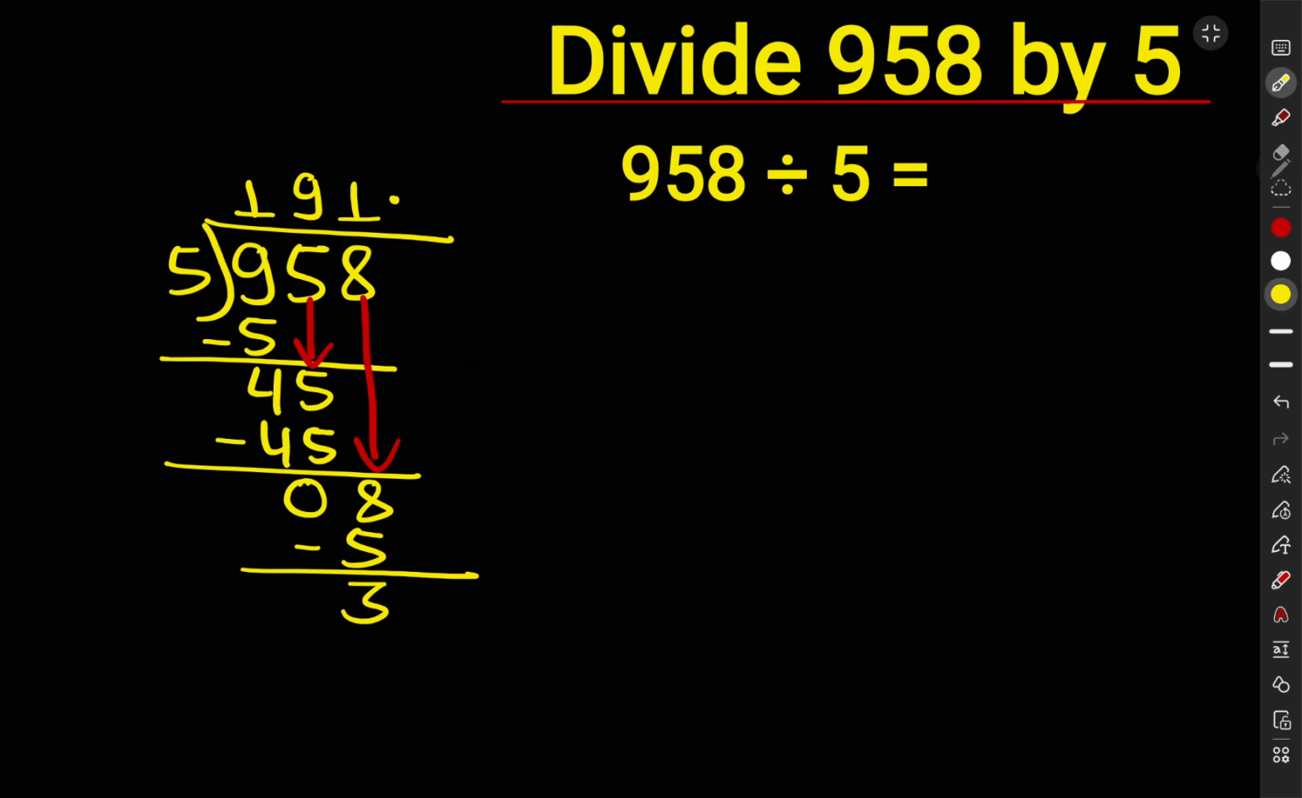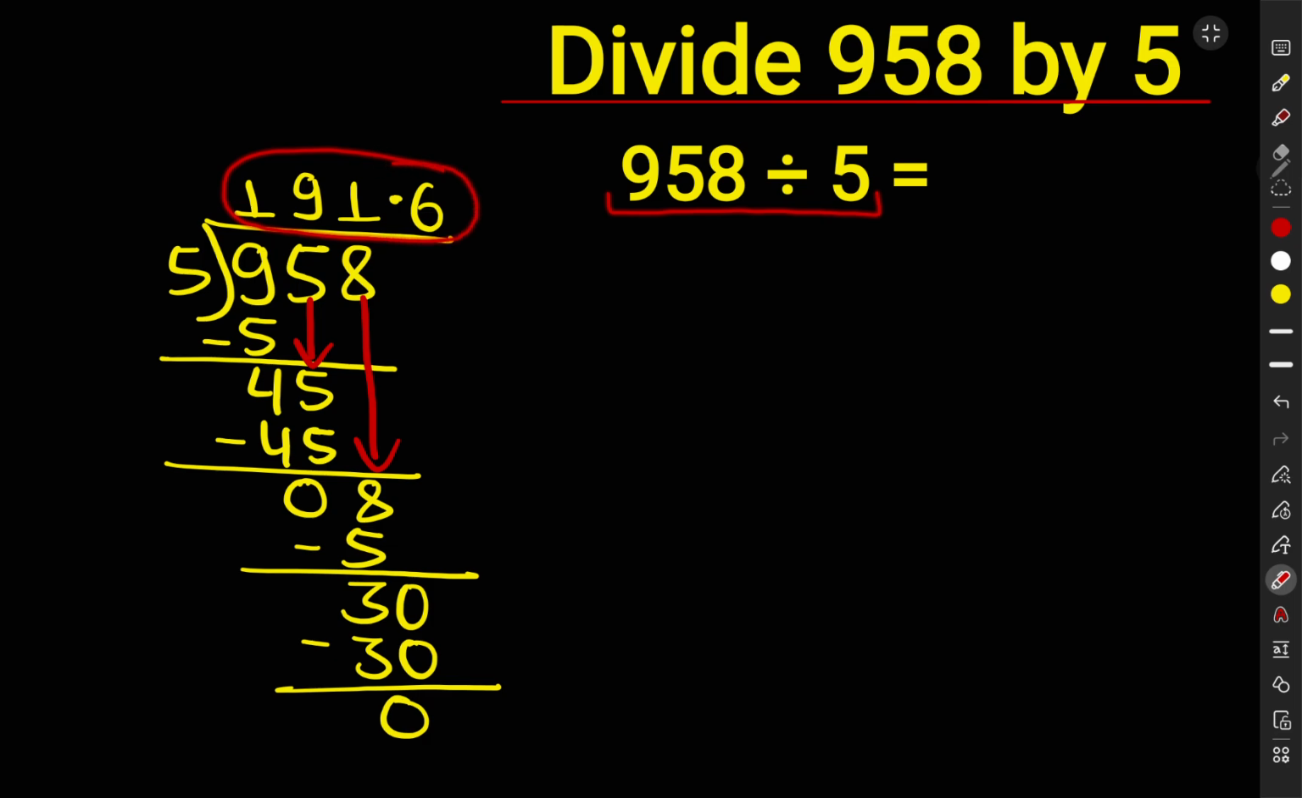So we take a decimal here and put 0. So it is 30 and 5 times 6 is 30. On subtracting we get 0. So 958 divided by 5 is 191.6.